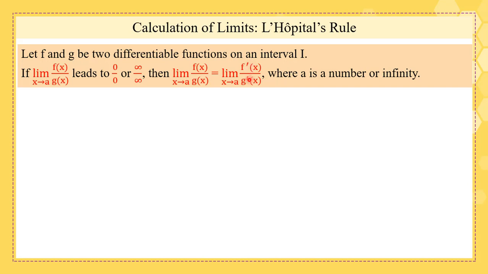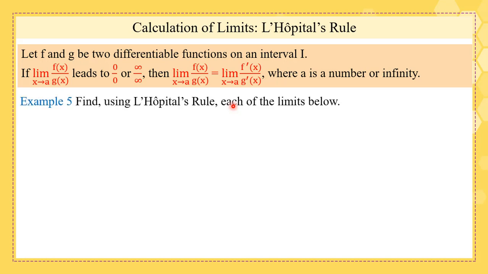And L'Hôpital's rule works if x tends to any real number or if it tends to plus infinity or to minus infinity. So simply, if the limit of a certain fraction leads to 0 over 0 or infinity over infinity, L'Hôpital states that this limit would be the same as the limit of f prime of x over g prime of x. And x can tend to one of the two infinities or to any real number.